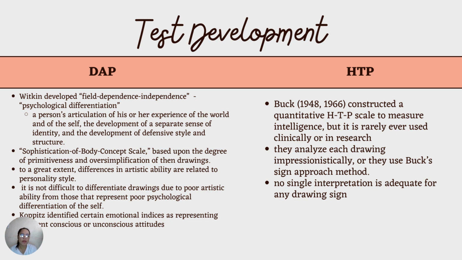While the specific HTP signs are often used in research and in clinical application, psychologists typically understand that no single interpretation is adequate for any drawing sign. For example, Hammer indicates that for some patients, the chimney of a house may represent a phallic symbol, while for others it represents just an important detail of the house.